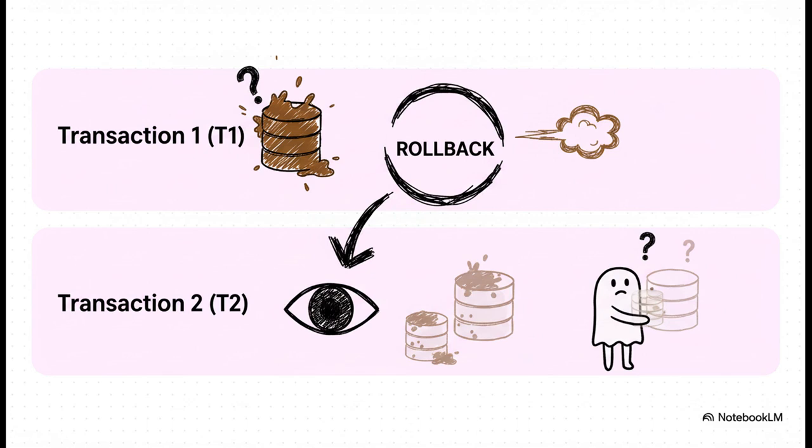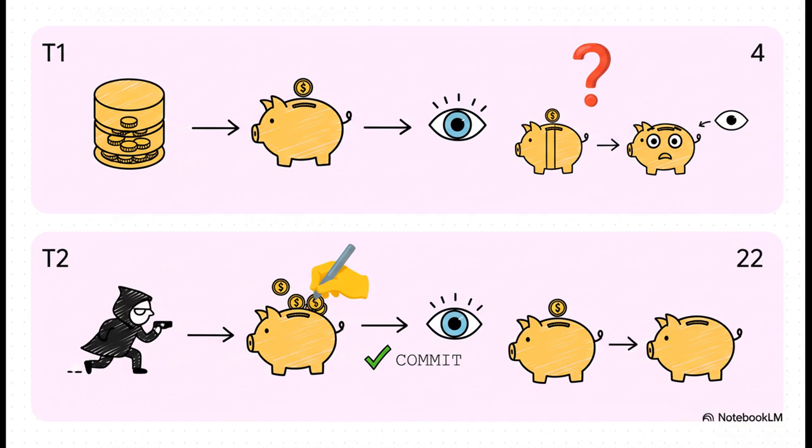First up is the dirty read. Imagine transaction 1 makes a change, but it hasn't committed it yet. Transaction 2 comes along and reads that temporary, dirty data. But then, plot twist, transaction 1 fails and rolls back. So now, transaction 2 is operating based on data that technically never existed. Kind of spooky.